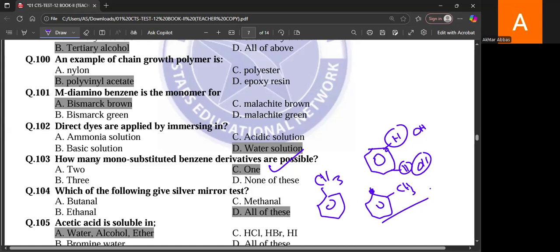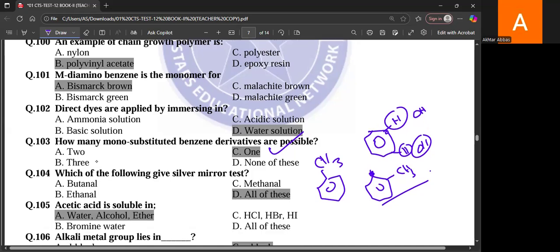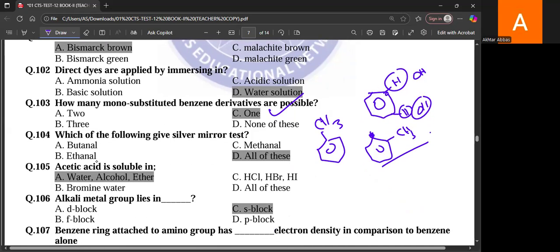Which of the following gives the silver mirror test? Okay, you know that aldehydes give the silver mirror test. Your best option is delta. Acetic acid is soluble in water, alcohol, and ethers. It is soluble in all these compounds. Which compound dissolves acetic acid the most? Your best option is water. Then second is alcohol, and third is ether.